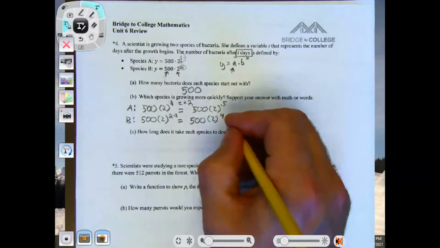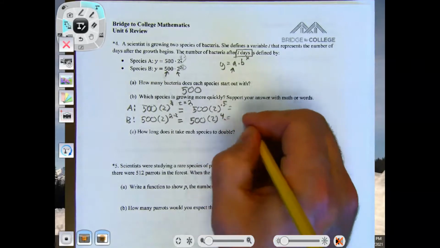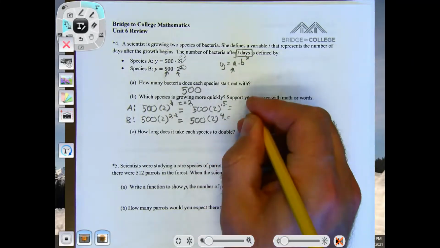You could also put those into your calculator and they would give you numbers, and you can see that this number was way bigger than the number for A.